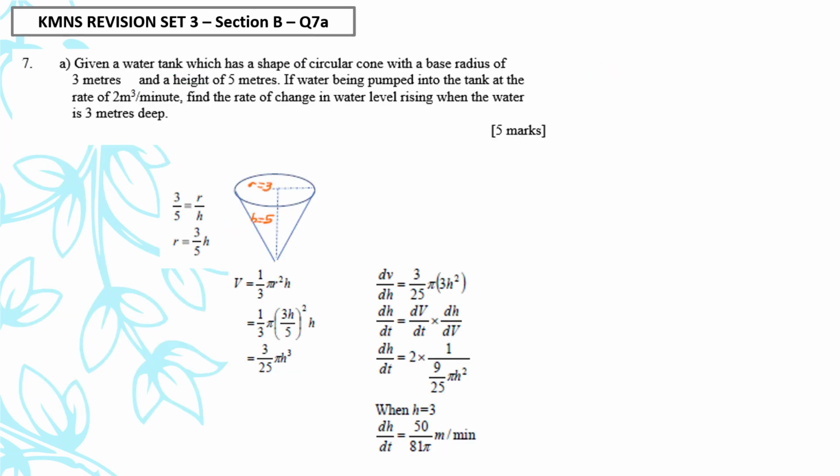Alright, for set 3, section B, question 7a, again we are dealing with a cone. So first, we have to know what is the relation between R and H, because we cannot differentiate V unless it's in one single variable. So now we can use the chain rule formula to get your value of dH over dt when H equals 3.